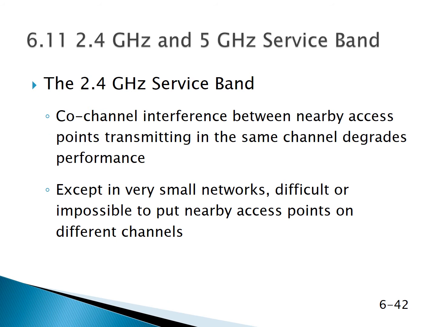This co-channel interference between nearby access points transmitting in the same channel would of course degrade the performance. Except in very small networks, it's usually difficult or impossible to put nearby access points on completely non-overlapping channels. Right? So a lot of times they will be overlapping or even the same. That's one of the limitations of this 2.4 gigahertz band.